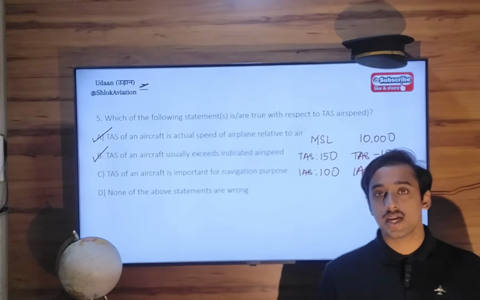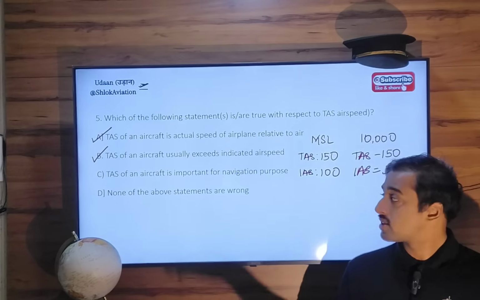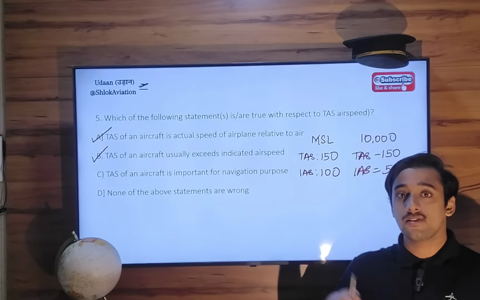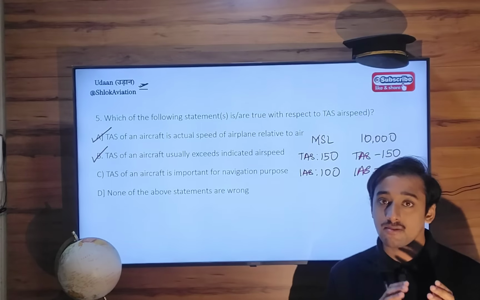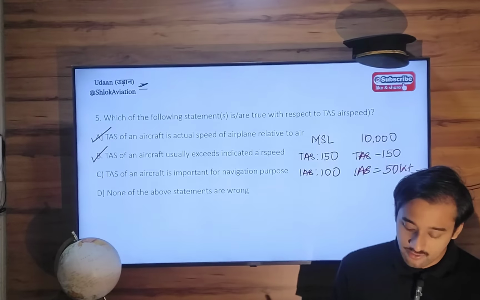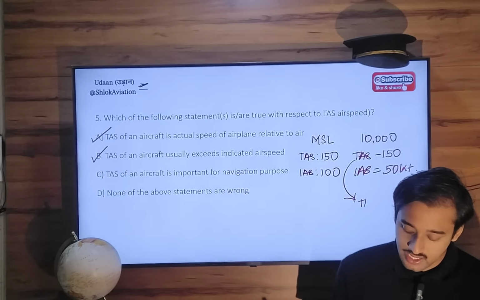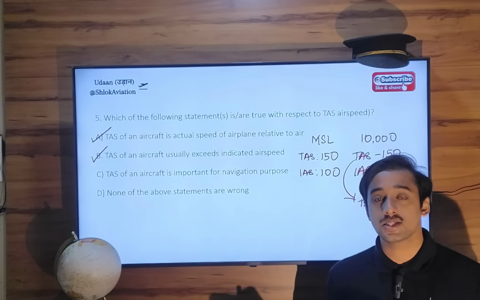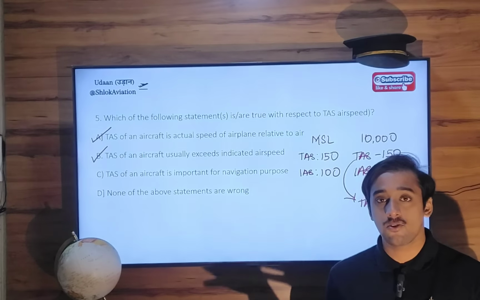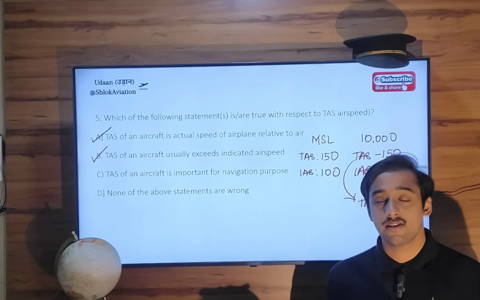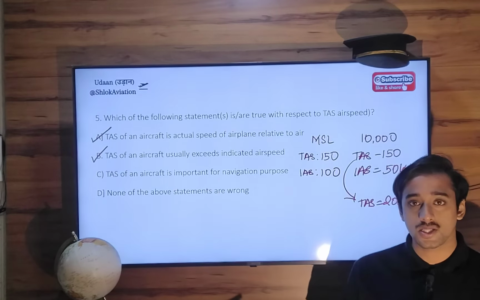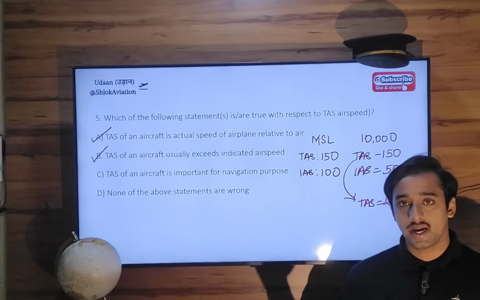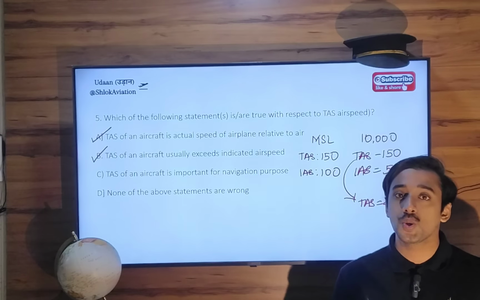Because at higher levels, atmospheric pressure decreases in value. Now to make this indicated airspeed from 50 back to 100, what will you have to do? You will have to fly an aeroplane at much faster true airspeed, let's say 200 knots now. So when you increase the true airspeed of your aircraft, that means you add power and increase the forward motion of your aircraft. And when true airspeed becomes 200 knots or something like that, the indicated airspeed will increase from 50 knots to 100 knots. So that is what happens when you go to higher altitudes.